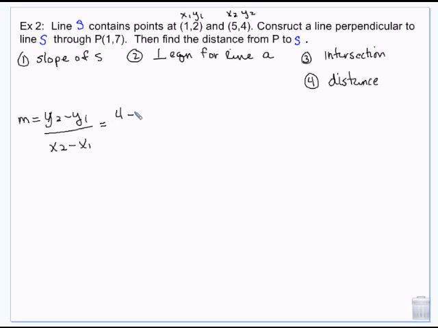So I've got 4 minus 2 over 5 minus 1, which gives me 2 over 4, which gives me 1/2. Questions about that one? So the slope of line S is 1/2. Now, we're looking for the perpendicular slope. If I have 1/2, I have to flip it over and change the sign. So the perpendicular slope is going to be -2. And this will be the slope of line A, which would be the line that we're drawing through the point.